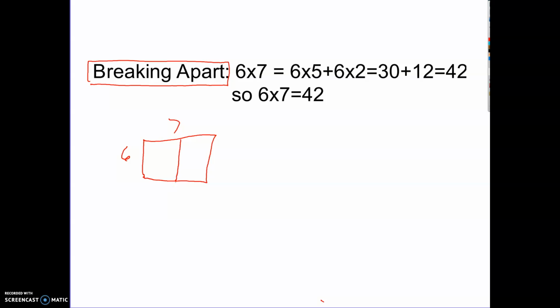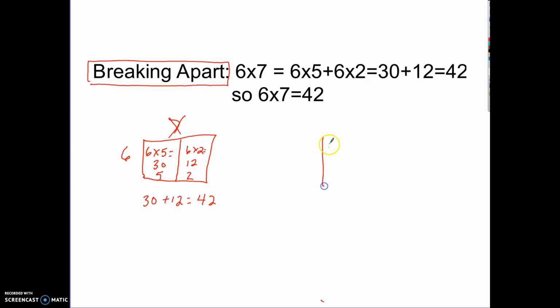And I'm going to say what makes 7 is 5 and 2. So I'm not going to use the 7 anymore. I'm done with it because I have it down here for 5 and 2. So in my rectangle, I can make number models for 6 times 5, which is 30, and 6 times 2, which is 12. And I can take that 30 and that 12, add it together to get 42.